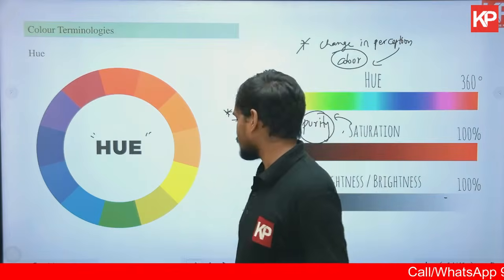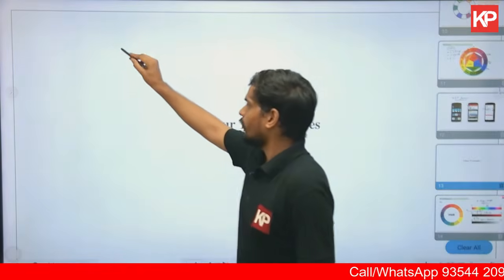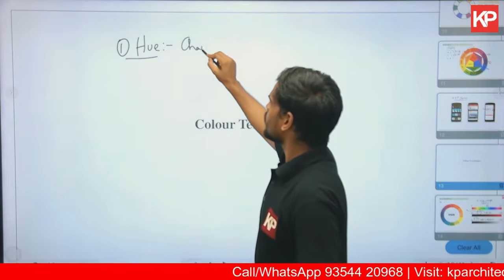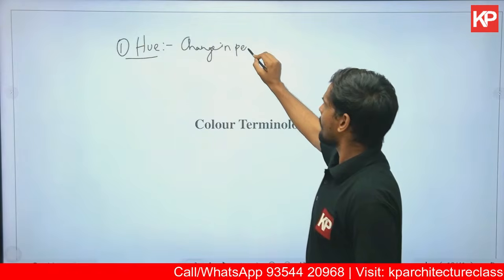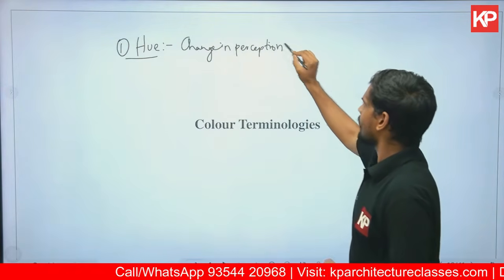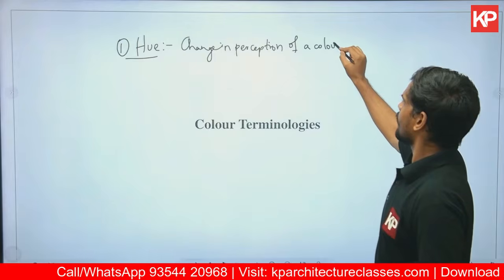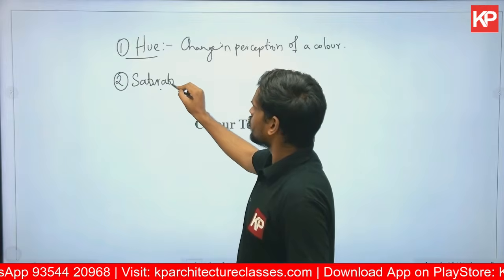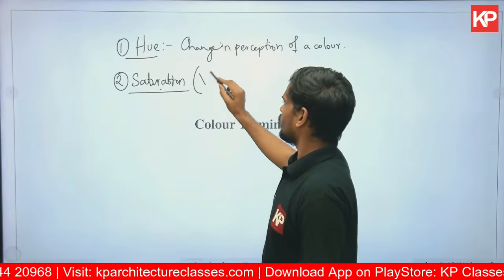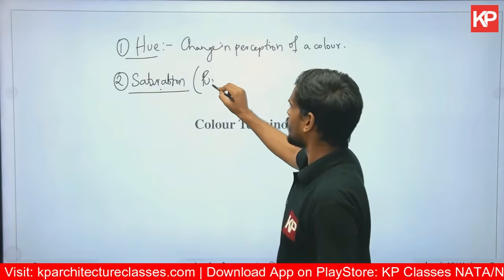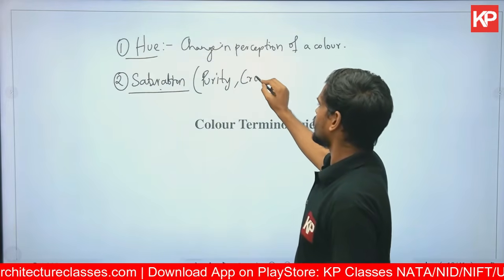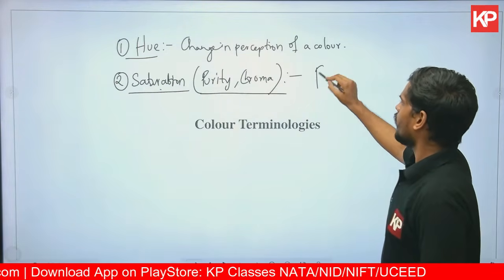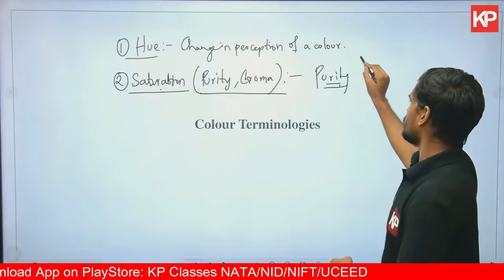What are the three terms we discussed under color terminologies? Number one is hue. Hue, I told you, is defined as the change in perception of a color. The second point is saturation, which is also called the purity of the color, or chroma of the color. It talks about how pure a color is.